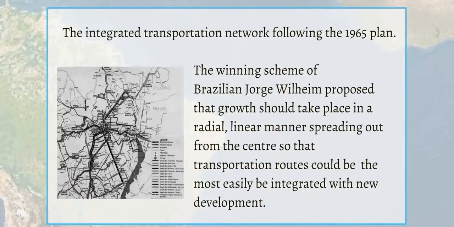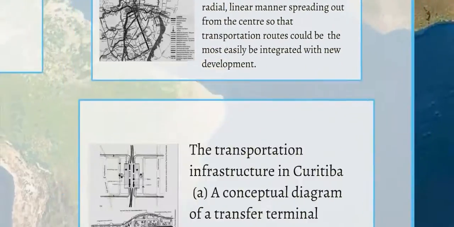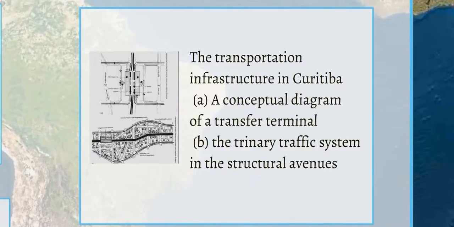The integrated transportation network following the 1965 plan. The winning scheme of Brazilian Jorge Wilheim proposed that growth should take place in a radial, linear manner spreading out from the center, so that transportation routes could most easily be integrated with new development. The transportation infrastructure in Curitiba: a conceptual diagram of a transport terminal, the trinary traffic system in the structural avenues.